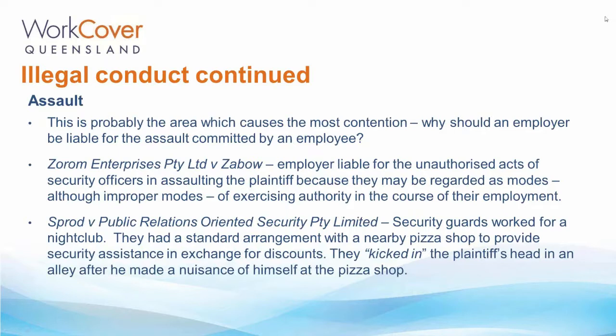In Sprawd and Public Relations Oriented Security, there's an even more tenuous connection between the employment and the assault perpetrated by the security guards. In that case, the security guards worked for a nightclub. They had a standing arrangement with a nearby pizza shop to provide security assistance in exchange for discounts. The pizza shop called them for assistance because the plaintiff was making a nuisance of himself. The security officers took the plaintiff to a nearby alley and, as they later told the pizza shop attendants, kicked his head in.